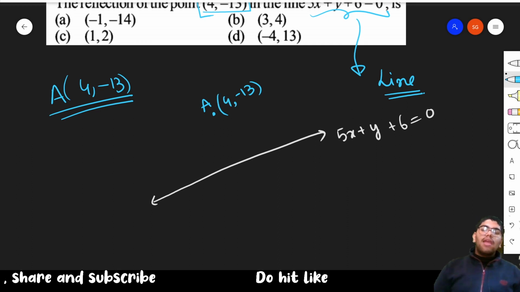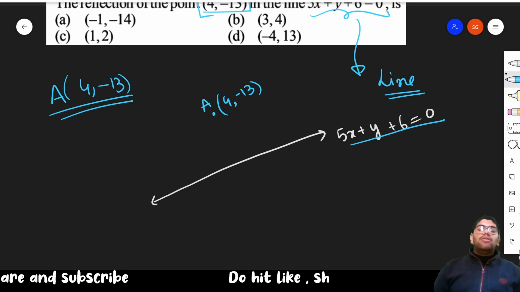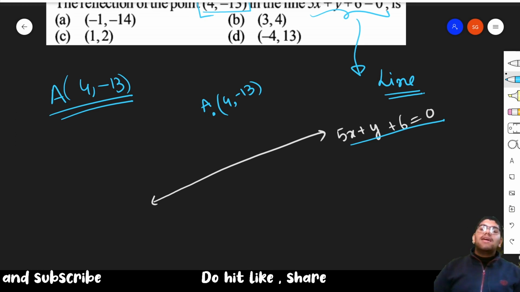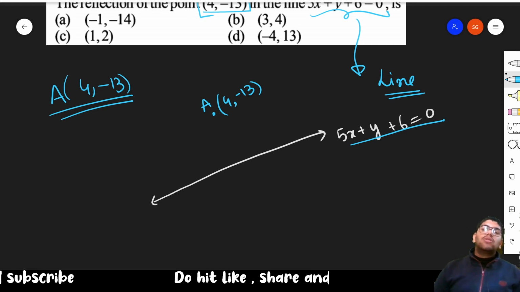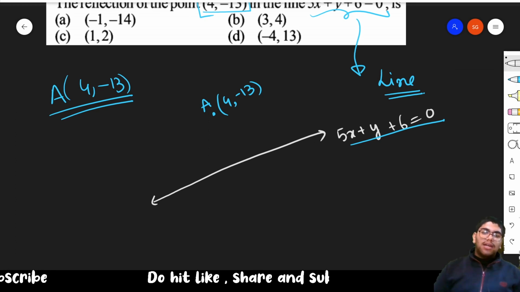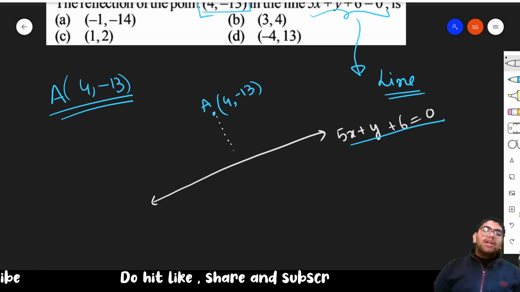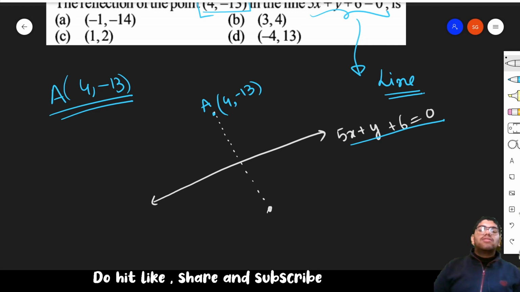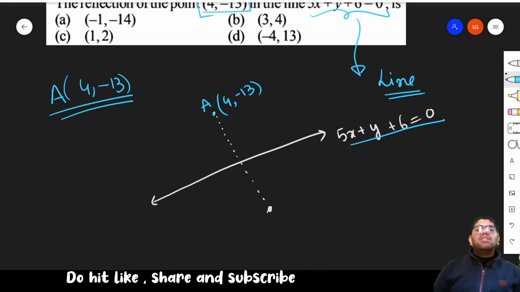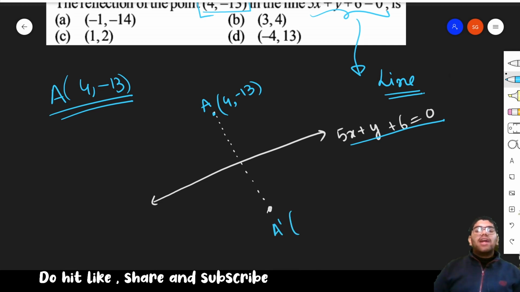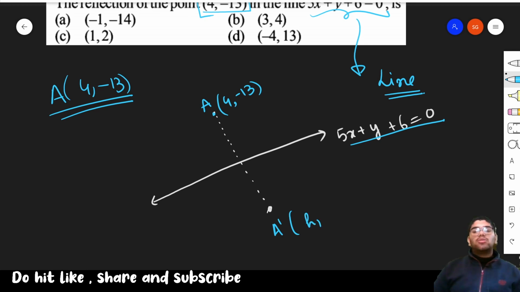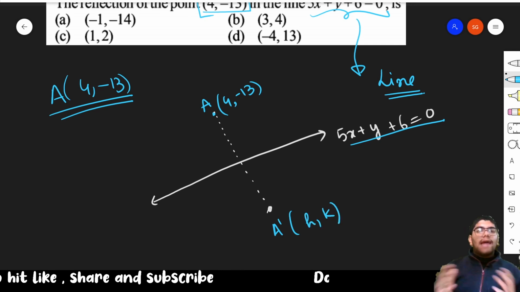Okay, anyways, तो हमारे पास यहाँ पर एक लाइन दी गई है 5x plus y plus 6 is equal to 0, और मेरे पास एक पॉइंट दिया गया है, and I have to calculate the reflection of this point. So let me call the reflection A dash and let me assume the coordinates to be (h, k). So what is actually my task?